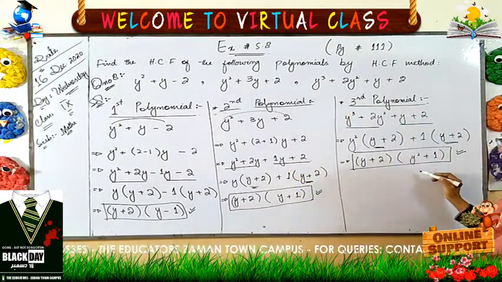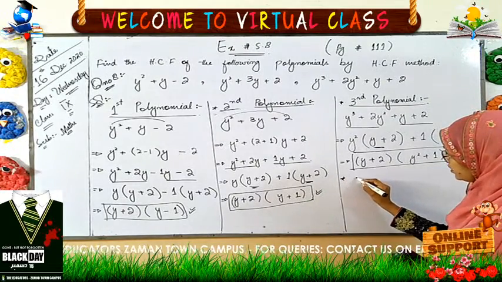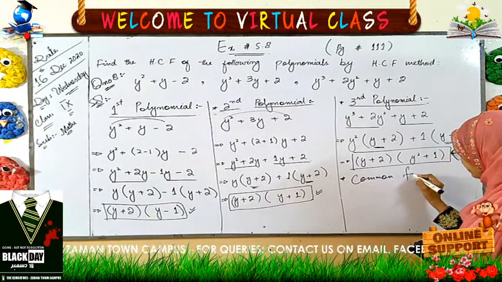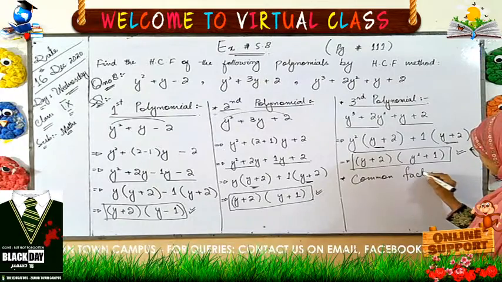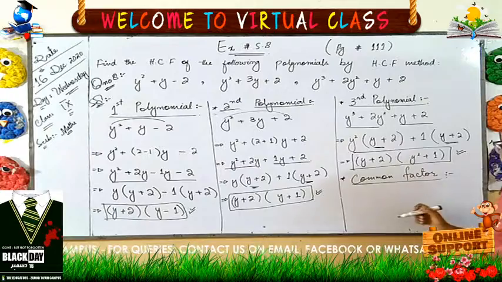These three are the factors of the first, second and third polynomials. Now what we have to find out? We have to find out the common factor, the factor which is present in all the answers. What is common in all?